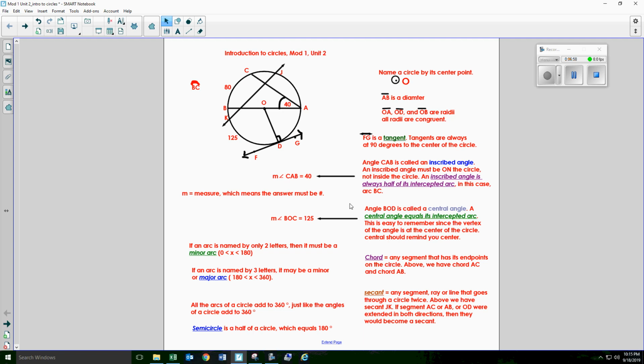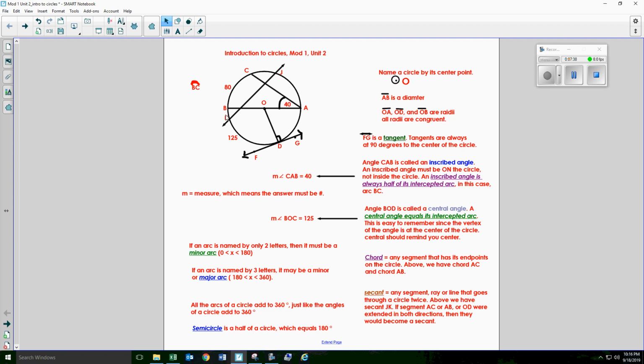Next, angle BOD, so this angle right here is called a central angle. Any angle, same as AOD, is also a central angle. Any angle that has the center as its vertex is called a central angle. A central angle equals its arc measure. Remember, the inscribed angle equals half of its arc measure. The central angle equals its arc measure. So to find that arc measure, I just go out here and go out here, and then I would connect that arc. So this 125 degrees represents the entire arc.